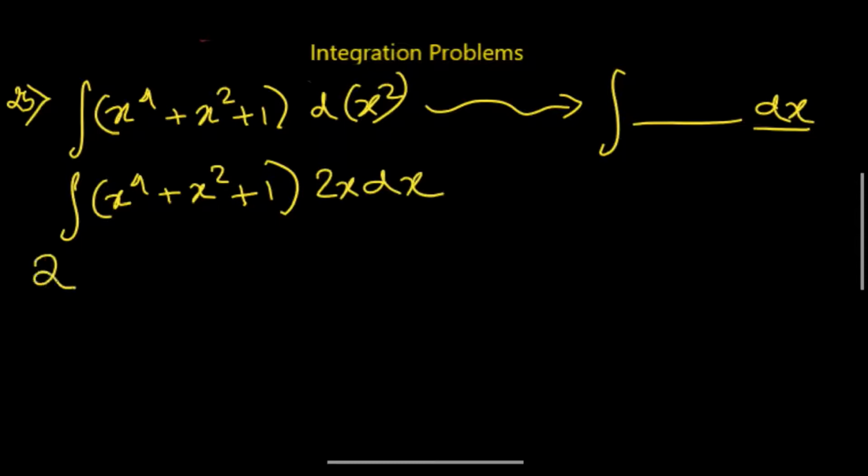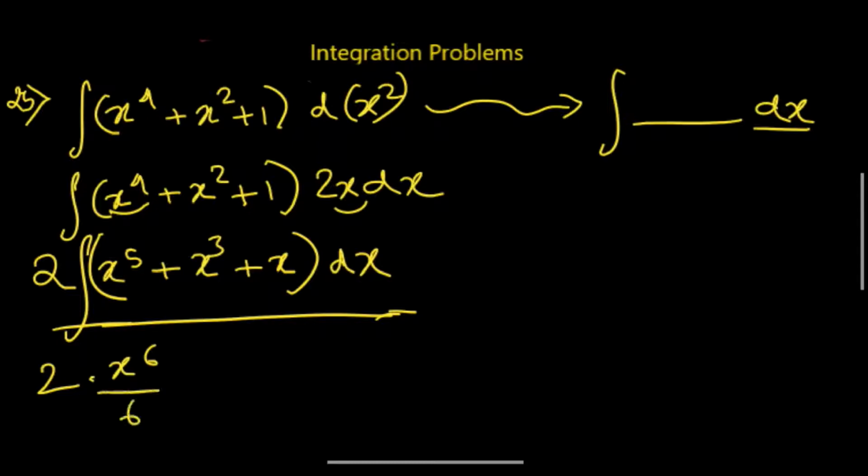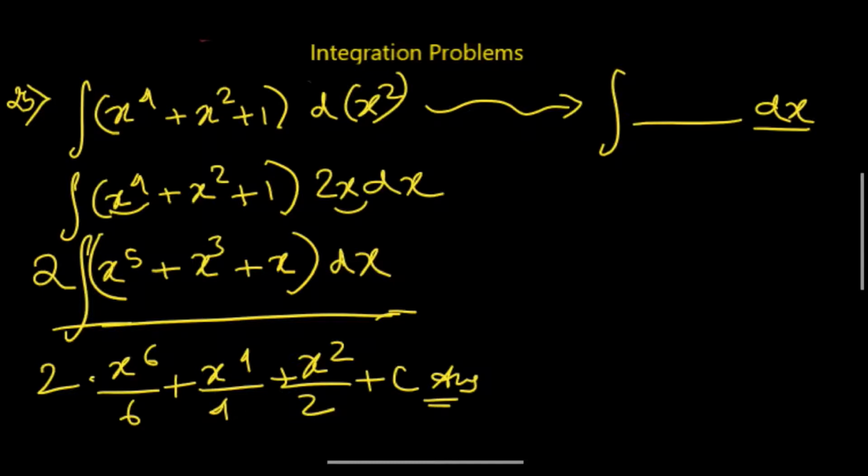So 2 comes out of the integration and we are left with x to the power 4 into x, so x to the power 5 plus x square into x, that is x cube plus x only dx. And this is a simple formula of integration. You must be familiar with it because we are doing our 25th sum. So 2 into x to the power 6 by 6 plus x to the power 4 by 4 plus x square by 2 plus c. This is the answer.